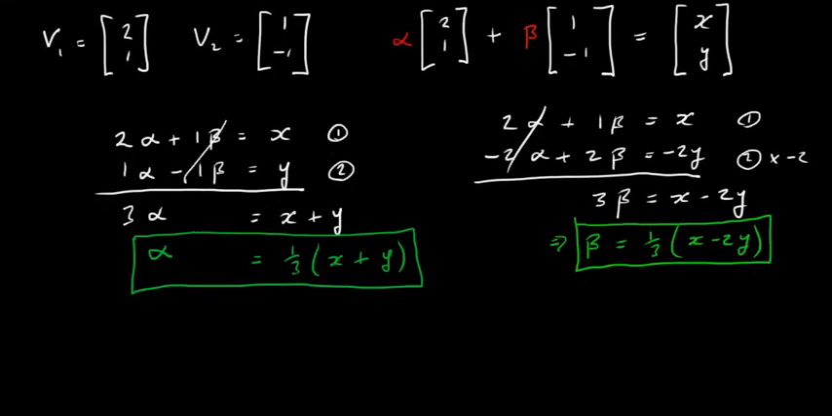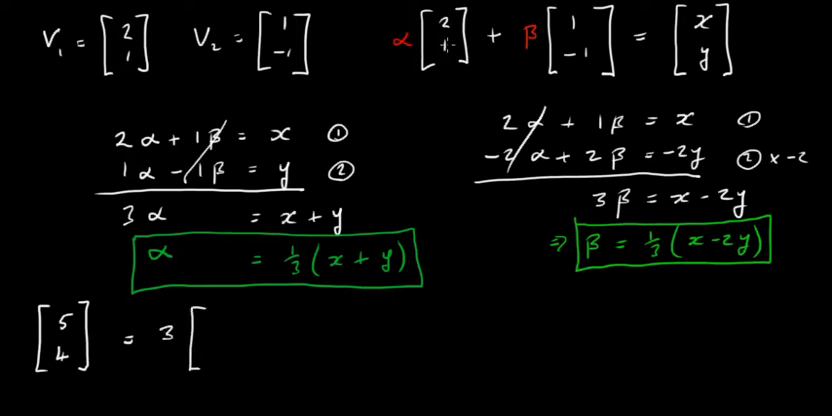So let's do an example. Let's take any vector, let's take 5, 4. What would I need to multiply v1 and v2 by, and add them, to give me 5, 4? So I need to find 5, 4 as a linear combination of v1 and v2. Well, 5 is x and 4 is y, so my alpha is going to be 1/3 of 5 plus 4. 5 plus 4 gives me 9, 1/3 of 9 is 3, so alpha will be 3.